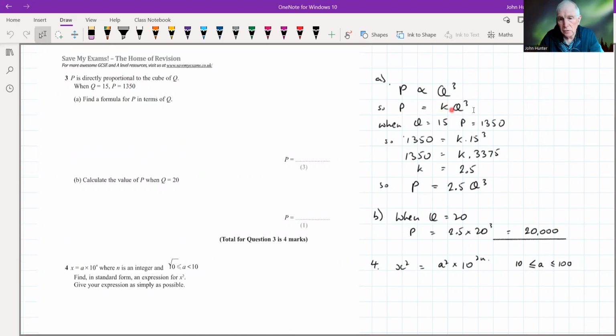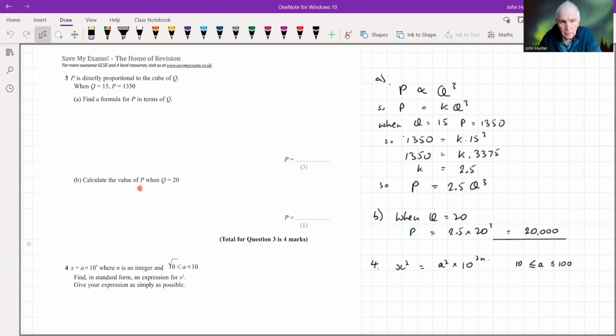Now this is fine, except that the equation isn't very useful unless we can actually find that constant of proportionality. So we need a boundary condition in order to do that. We're given that boundary condition: Q equals 15, P equals 1350. If we substitute those into this equation, we're just left with the unknown sitting on its own. We can solve for the unknown, and that gives us K equals 2.5. I tend to use K as a constant of proportionality, and therefore P equals 2.5 Q cubed.